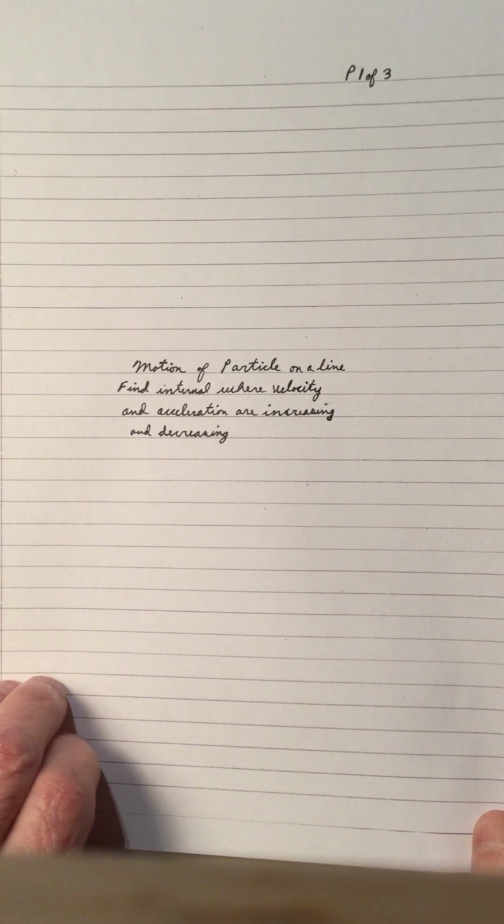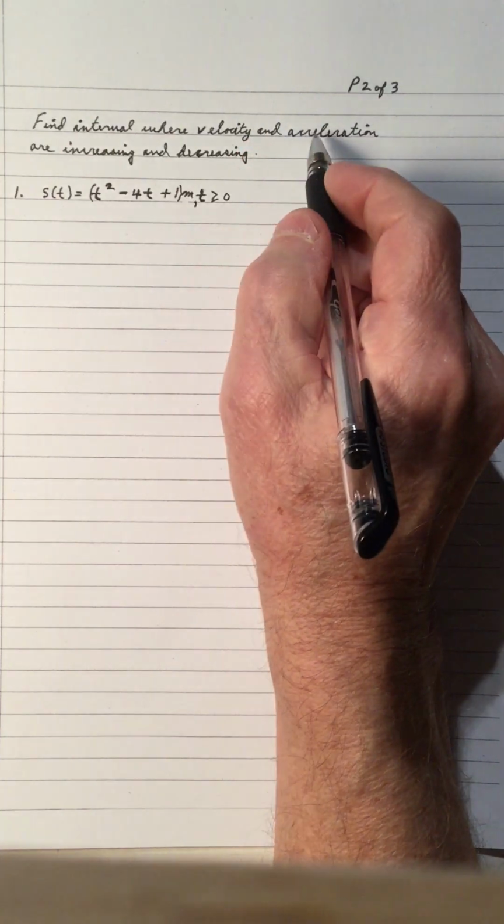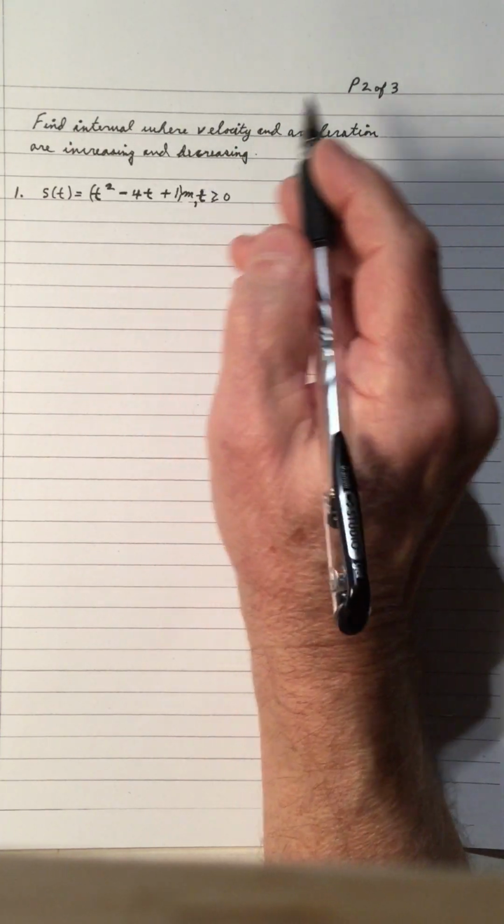Hi, welcome to my video on the motion of a particle on a line. In this video, we're going to find the intervals where the velocity and the acceleration are increasing and decreasing.